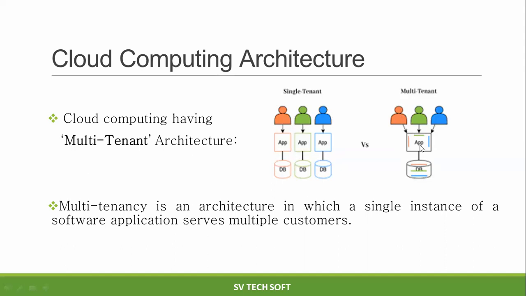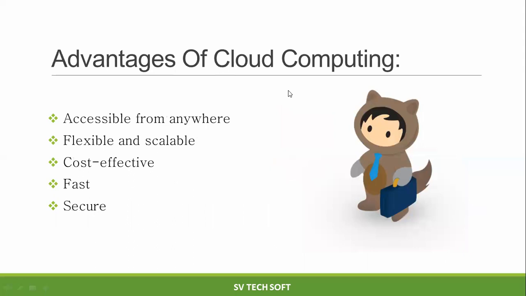Understand? Lifetime. Earlier, only big MNCs purchased the software. Now, small companies also start using the particular software or hardware through the cloud. In that case, the vendor gets lifetime income from the companies. Both advantages are there. This is what cloud computing architecture is. Now we will quickly see what the advantages of cloud computing are.